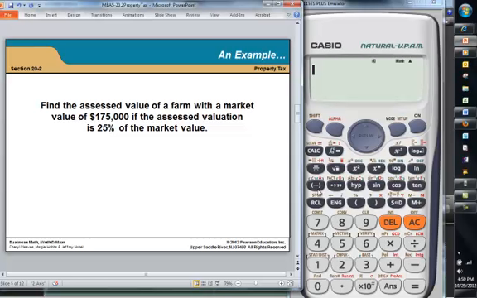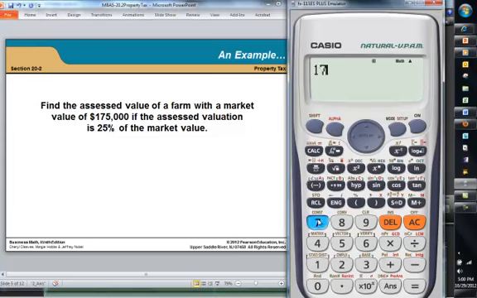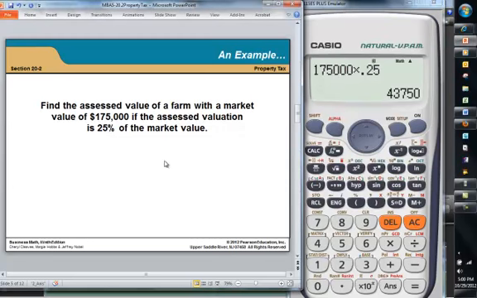So in this case, find the assessed value of a farm with a value of $175,000. So it'll be $175,000 multiplied by 0.25, and you get $43,750. In Eau Claire, the assessed valuation is usually 100%, sometimes up to 103%.